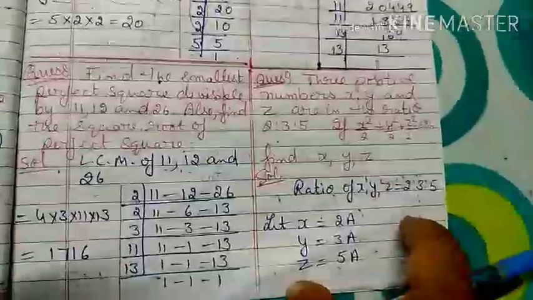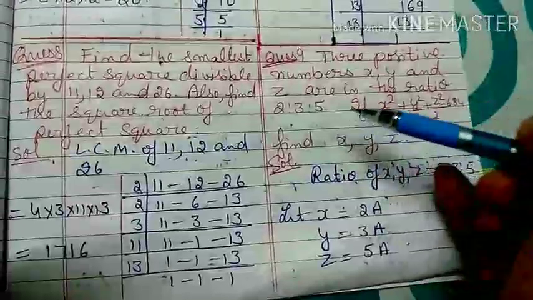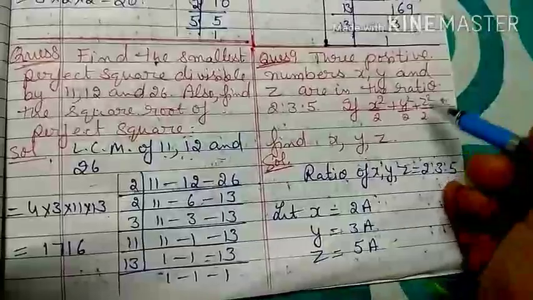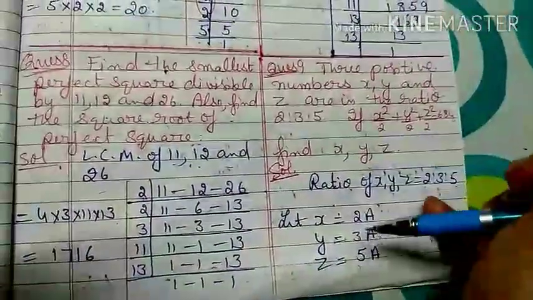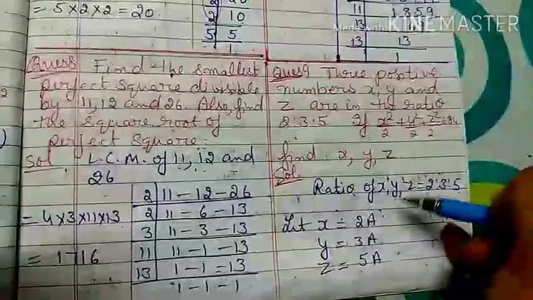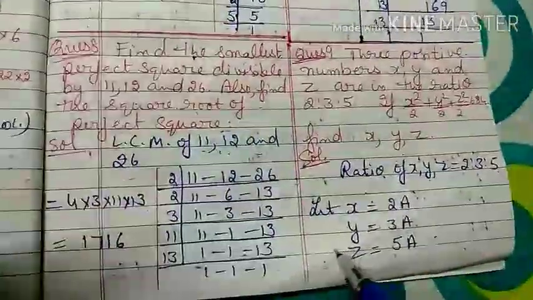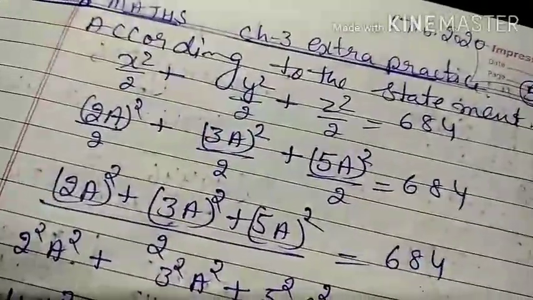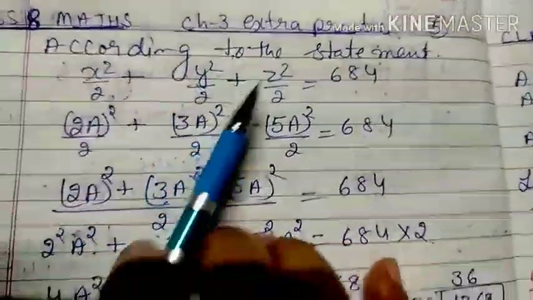1716. Now your ninth question is: three positive numbers x, y, z are in the ratio 2:3:5. If your equation is given as x square by 2 plus y square by 2 plus z square by 2 is equal to 684, then you have to find the values of x, y, z. Now the ratio of x, y, z is 2:3:5. That means x is equal to 2a, y is equal to 3a and z is equal to 5a. You apply all the values in your equation.